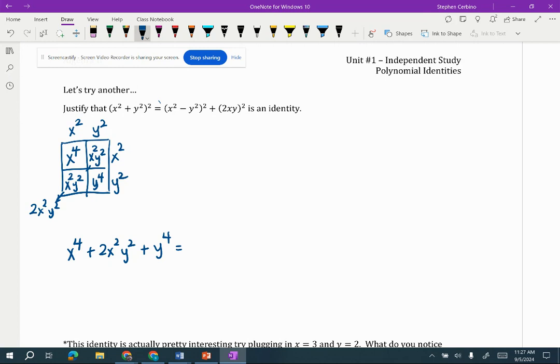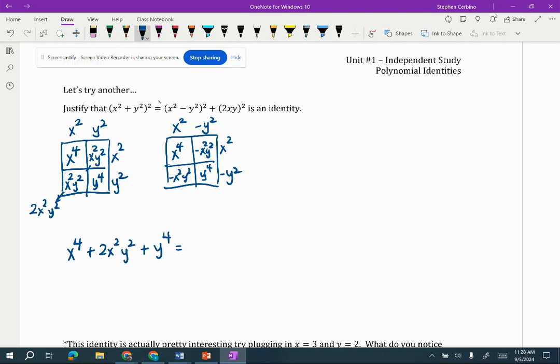On the other side, we have another binomial that's being squared, so we need another box set up here. Now this time it's the same terms but subtraction, so just watch your signs here. So we should get the same stuff, just I'm going to have negatives in places, right? Use the problem you just did.